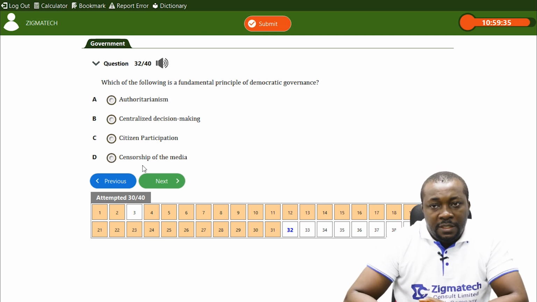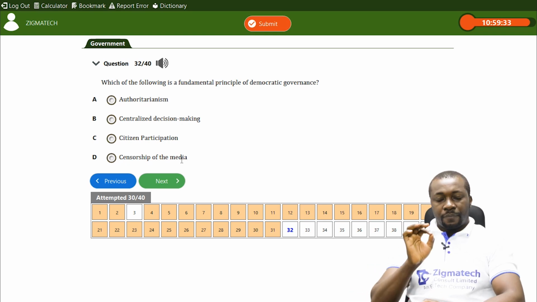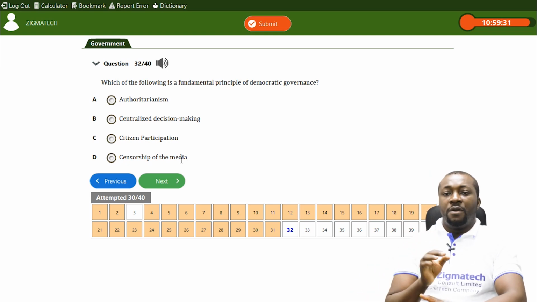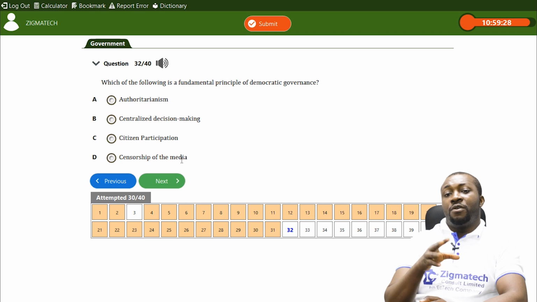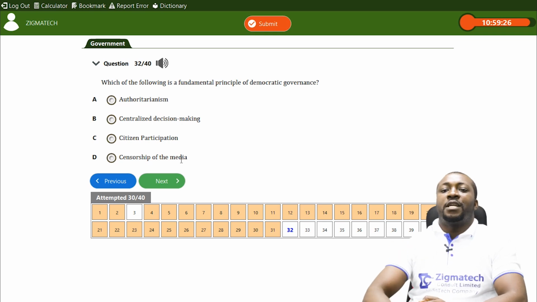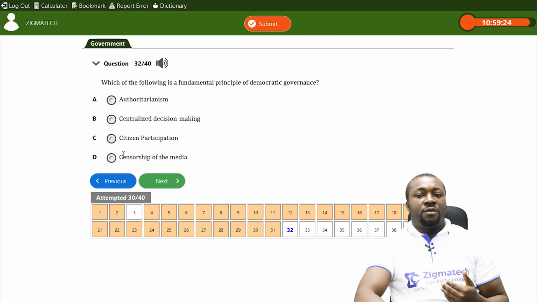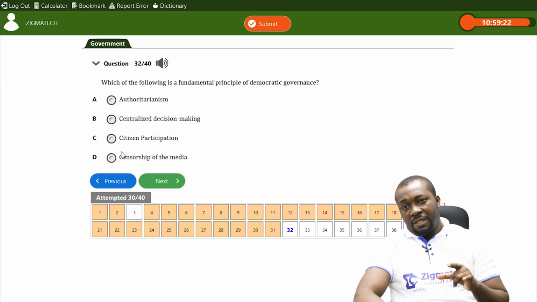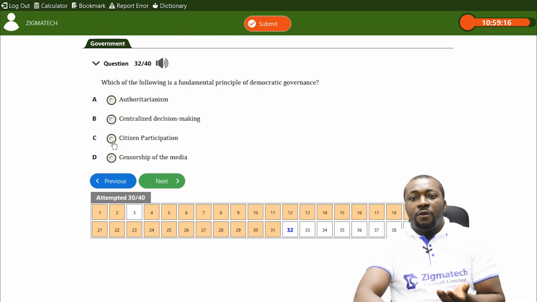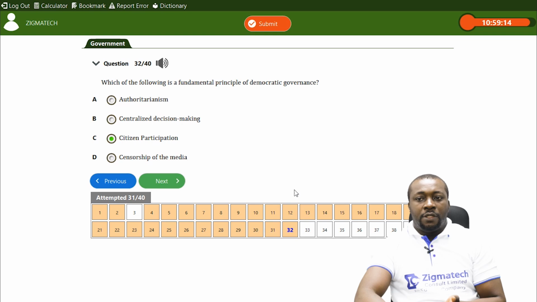Censorship of the press, that is D. That is limiting press freedom, which automatically limits freedom of expression. Of course, it cannot be the answer. Remember, we told you that democracy is government of the people, by the people, and for the people. A government built on full citizen participation. So it's C that is the correct option.